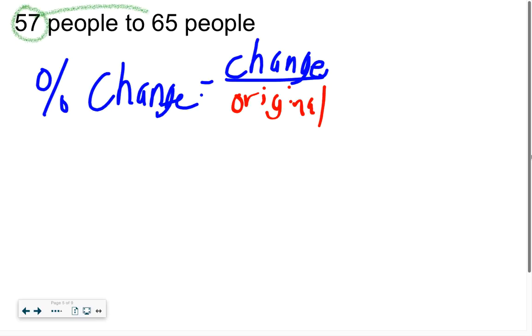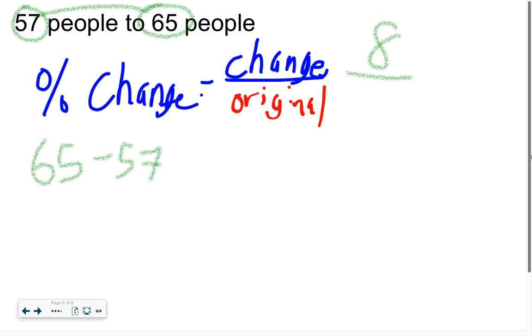Every time. So again, to find the change, what's the change between 57 and 65? What's the difference? Again, I don't need to see the work, but since I'm not there to help you out when you're watching the video, we're just subtracting those. Change is 8 over the original, which is 57. Yes, you must show me that work each time. And then from there, then grab a calculator and type it on in.